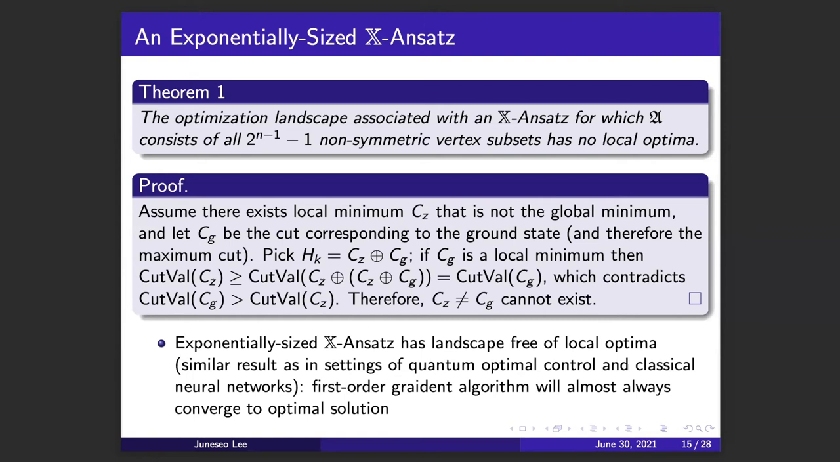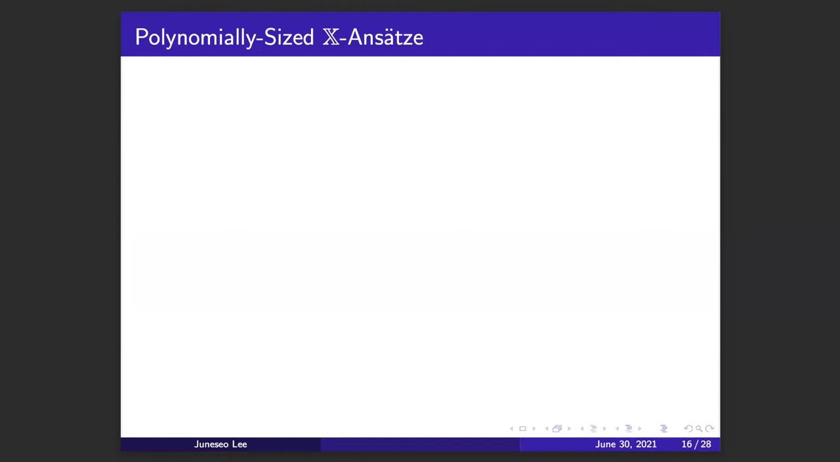Now this is pretty cool, since similar results have been shown in the second quantum optimal control that I mentioned before, and also in classical neural networks, which I've also prepared an extra slide on to touch upon later if people are interested. But anyway, what this means is that a first order gradient algorithm that can avoid saddles will converge to the optimal solution. Of course, the bad part is that this would take exponential time, since there are exponentially many parameters to vary over. So the natural question then is to ask whether we can solve MaxCut on some non-trivial classical graphs using a polynomial size X ansatz.